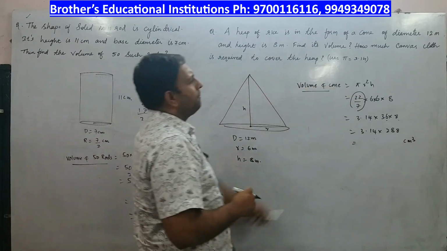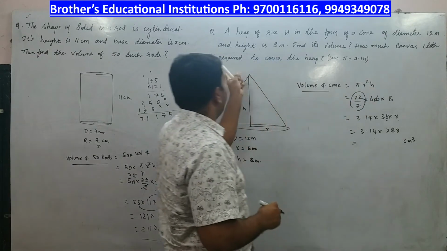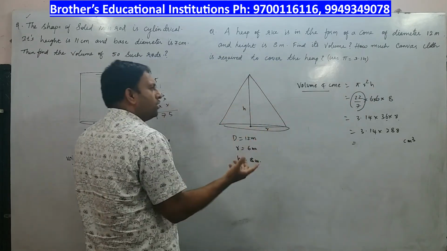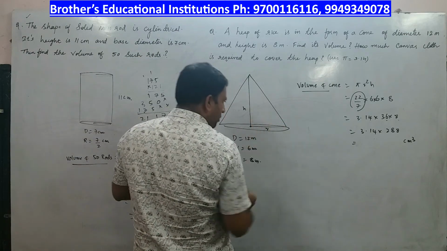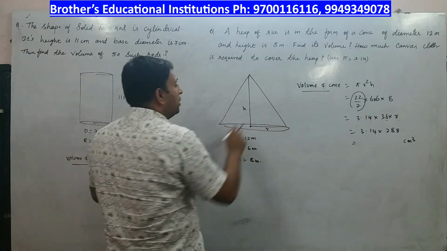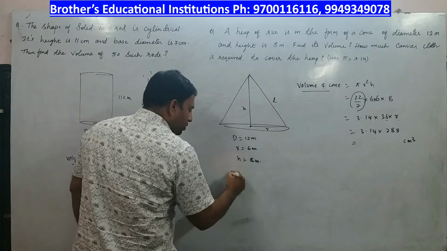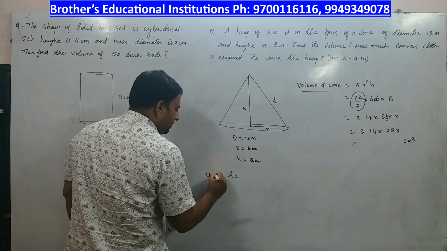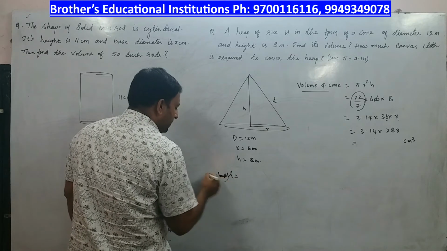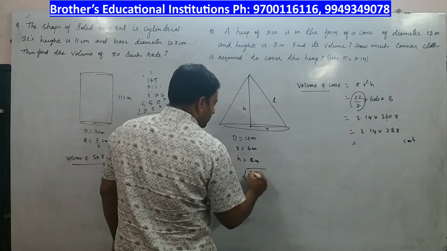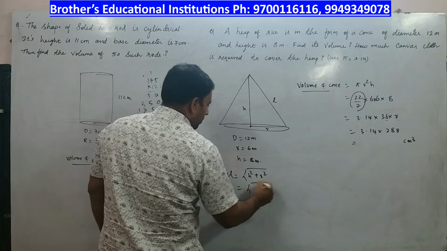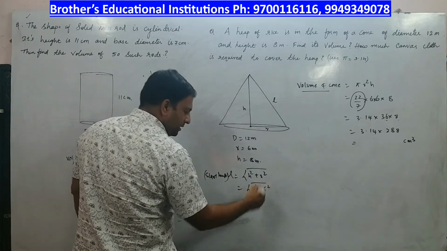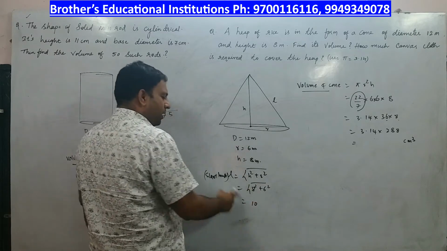Rest of the part: how much canvas cloth is required to cover this heap? To cover this heap you require the lateral surface area of the cloth. In order to find the lateral surface area, you also require the slant height. So I'll write slant height L. L is equal to under root of h square plus r square. So it is under root of 8 square plus 6 square, under root of 64 plus 36 is 100, and square root of 100 is 10. So L is equal to 10.